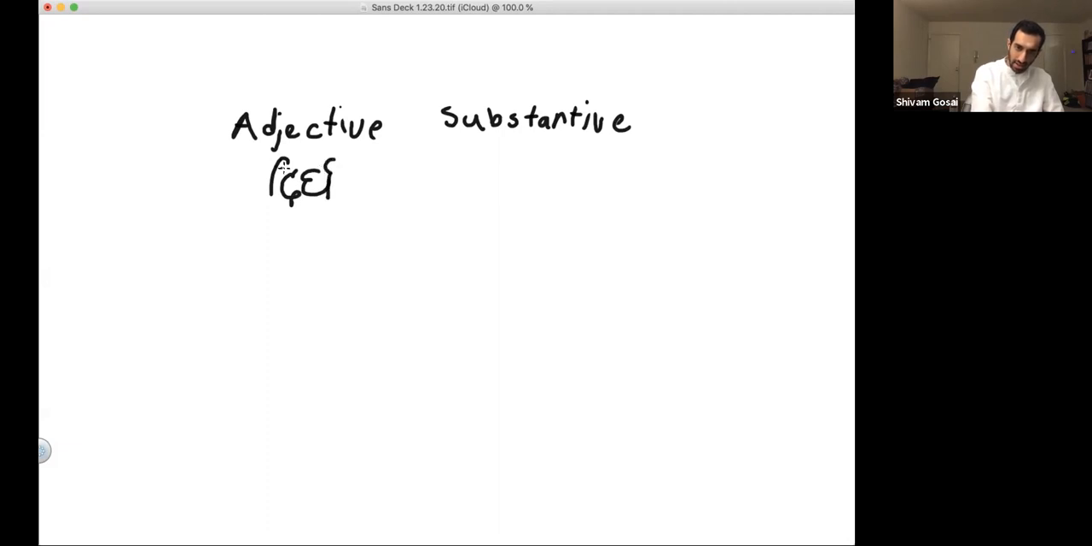Dirga, and then vriksha. Okay, so this adjective is qualifying the substantive. It is telling us what type of tree. What type of tree? It's saying tall tree. Now, because it is qualifying or pointing to this substantive, it gets the gender of the substantive.